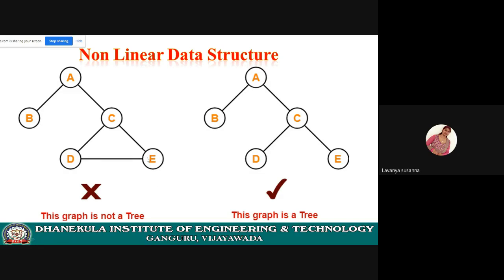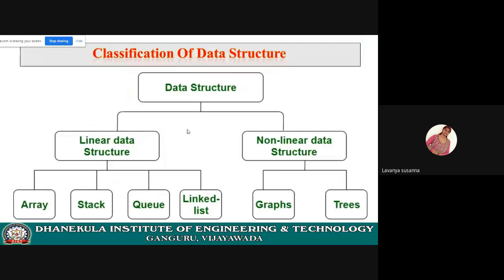These are the examples of linear and non-linear data structure. Once again, see this diagram. Two types of data structures are there: linear data structure and non-linear data structure. Examples of linear data structure are array, stack, queues, linked list. And examples of non-linear data structure are graphs and trees.